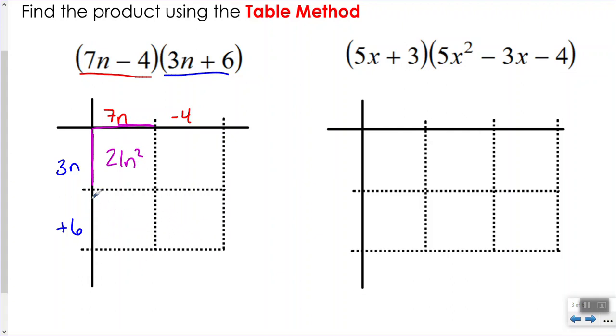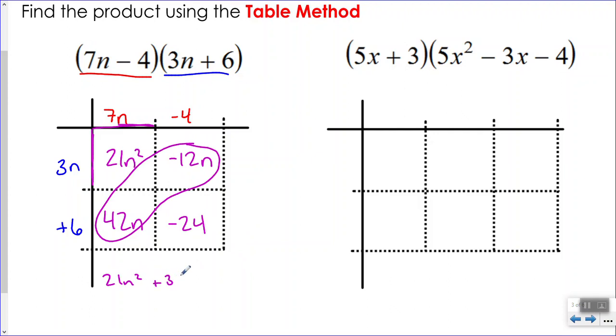We do the same thing here. We have 6 by 7n, which gives us 42n. And we continue to multiply the corresponding values to fill in the boxes. So 3n times negative 4 is negative 12n. And then lastly, 6 times negative 4 is negative 24. Now we look for any terms that we can combine. And we have two linear terms. And we write our final answer. So we have 21n squared plus 30n minus 24. And that would be our final answer if we were asked to multiply those two polynomials.